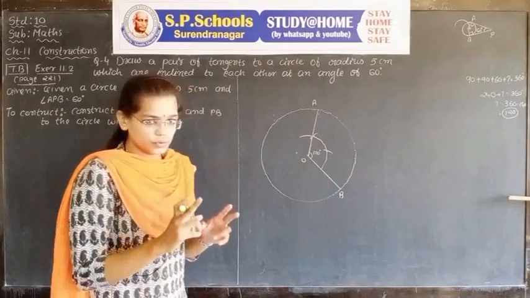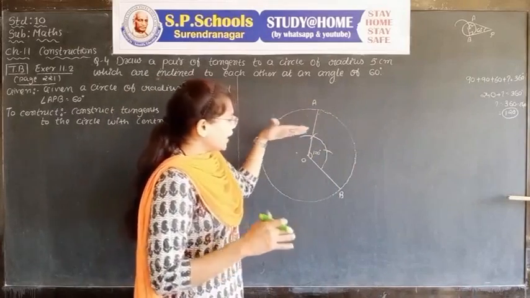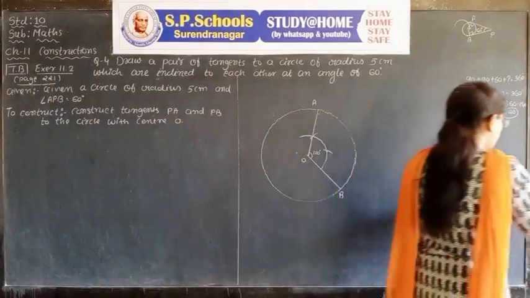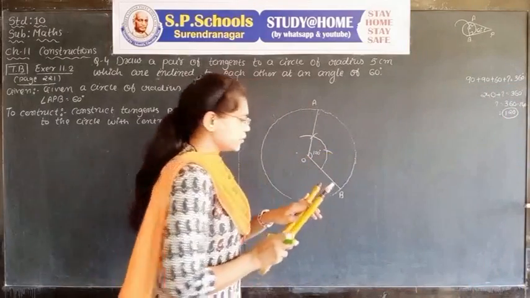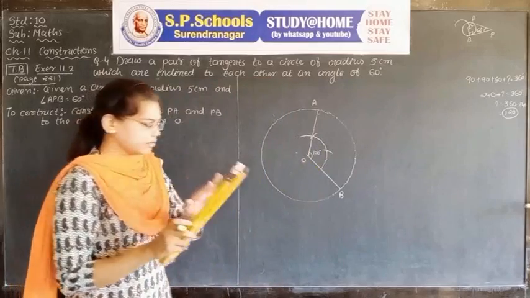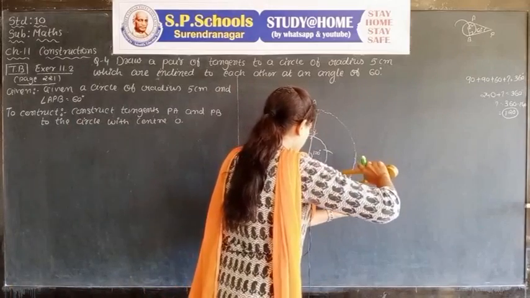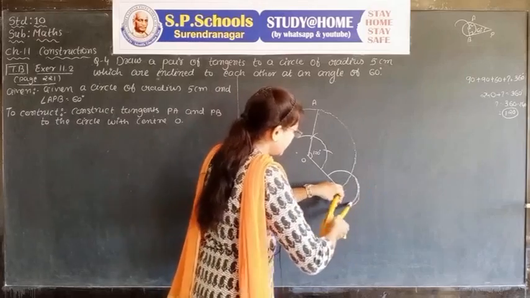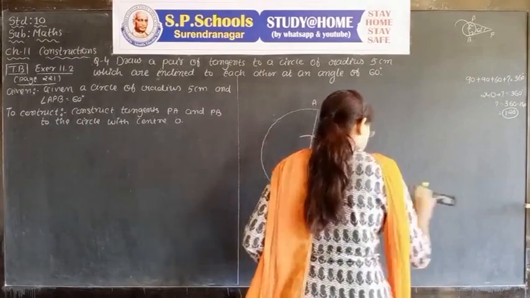Now we construct two lines at B and at A. OB and OA are perpendicular to these lines. For that, we have to take an angle of 90 degrees. Again, the measurement is the same. There will be no change in the arc. Take B as the center and draw one semicircle. The same procedure will be repeated at A.